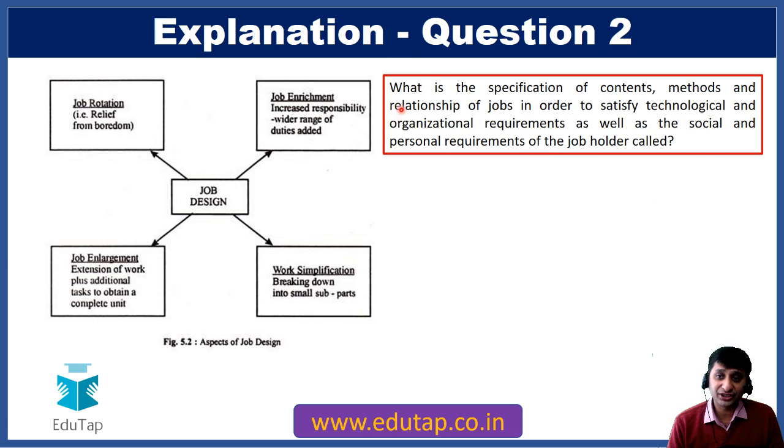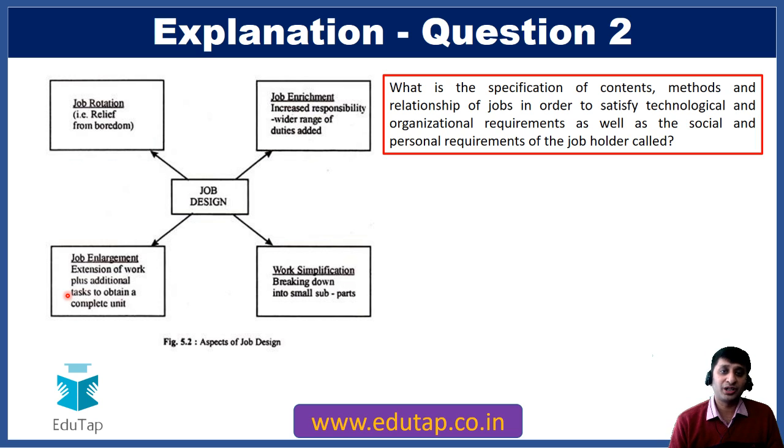So if you try to read the question, it says relationship of jobs. Relationship of jobs, as in how one job is connected to another job, is part of job design. And then technological requirements, again that is part of job design, because you find what kind of equipment or technology is best to perform that job. And then the social and personal requirements of the job holder. Now job design also takes into account that while you are assigning an employee to a particular job, should you go for job rotation, job enrichment, job enlargement, all these factors are taken into account. I am not going to explain job rotation, job enrichment or job enlargement, but in short, when you employ any of these techniques, the motive is to make the employee motivated towards his work.